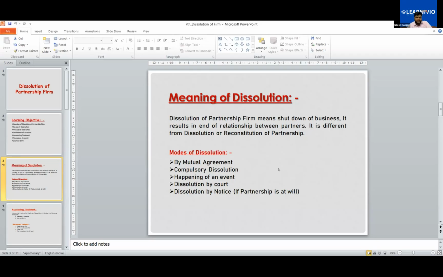After that, happening of an event. I already told you that if one partner is dead, or one partner is insolvent or most of them are insolvent, this is happening of an event. In these situations, they can decide to dissolve the partnership firm.